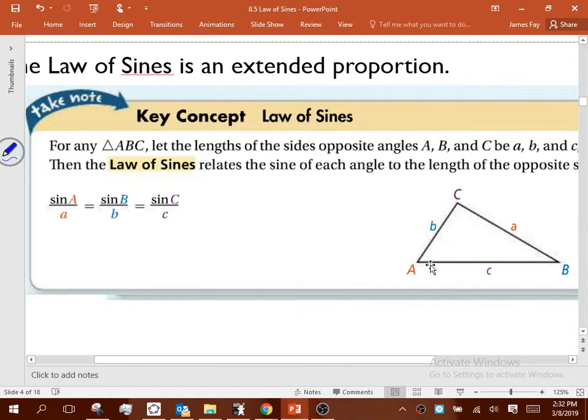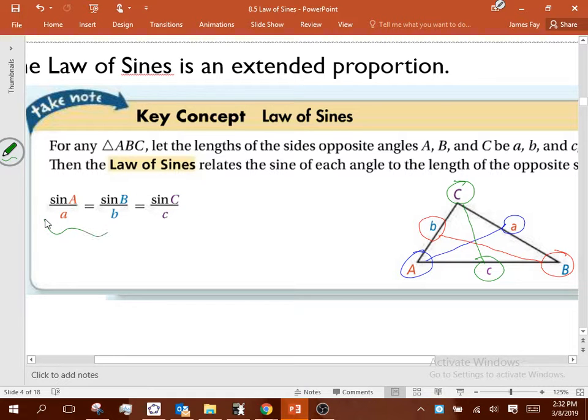What they're talking about is regardless of what your letters are, you take the sine of that angle and you divide it by the side that's opposite, okay? You then take the sine of that angle and you divide it by what is opposite. And then you can, if you need to, take the sine of that angle and divide it by what's opposite. Does that make sense? And that's going to generate these three ratios, okay?